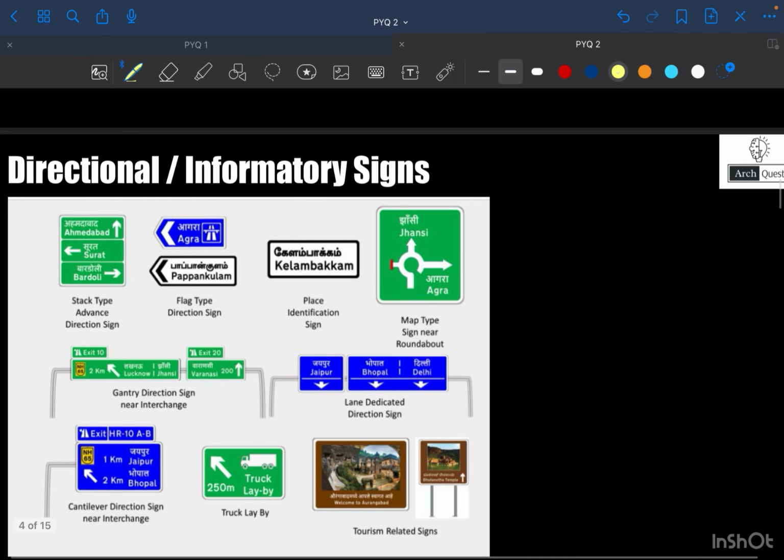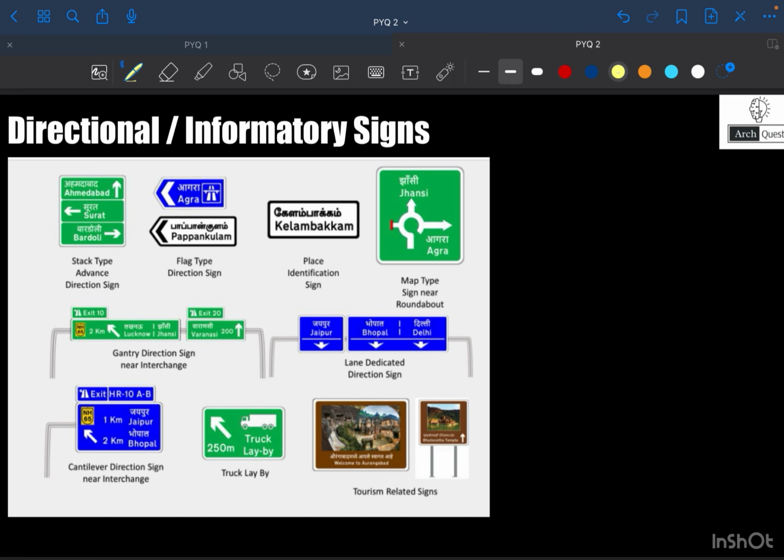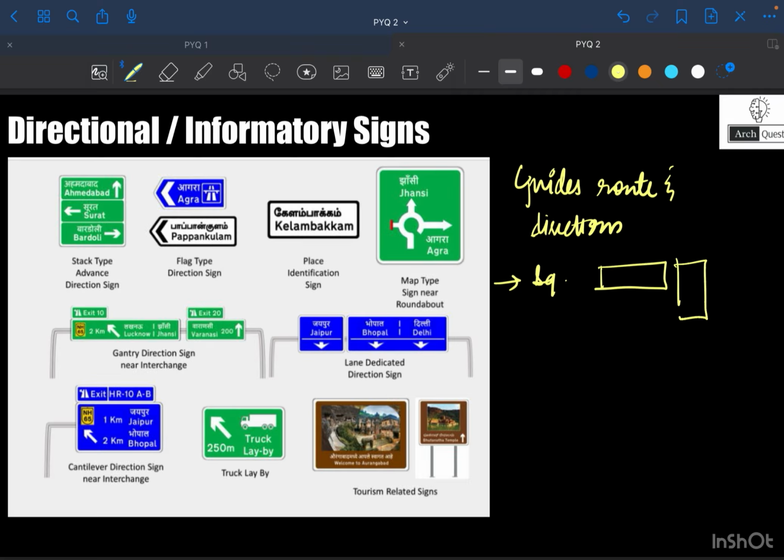Then we have directional or informatory signs. So these are very simple ones. ये हमें या किसी भी रोड यूजर को गाइड करते हैं. Guides, route and directions. The shape is either square or rectangle. Majorly it's rectangle, ठीक है. Now there are different colors. If it's a green color, it's a highway. If it's a blue color, it's an urban road. ठीक है.